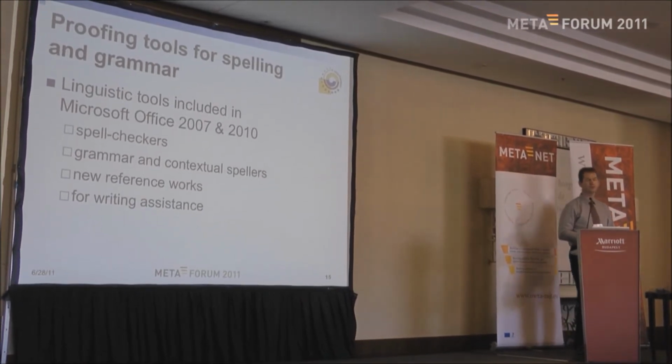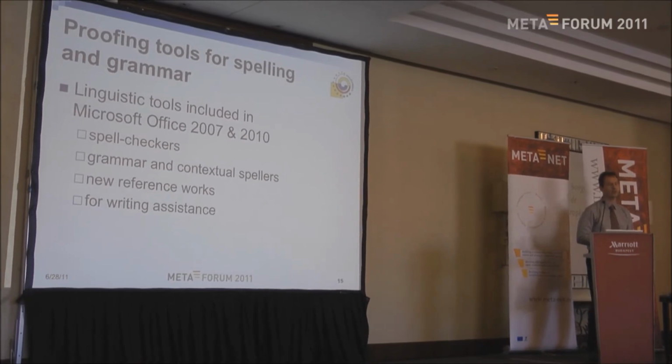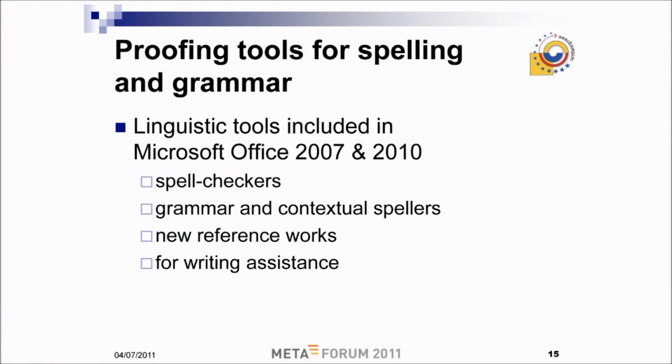For the proofing tools, for spelling and grammar, we've looked at the linguistic tools that are available in Microsoft Office 2007, 2010. Why? Because that's what we use. We haven't really looked further than that. But we're also interested in looking at how that can be used for the authors as well, not just for the translators.